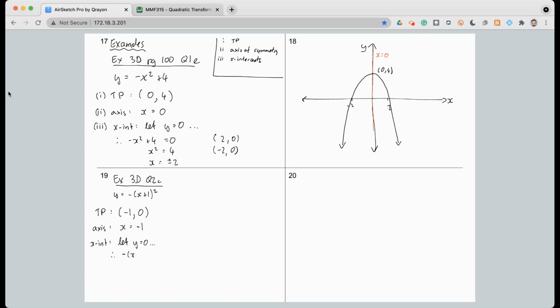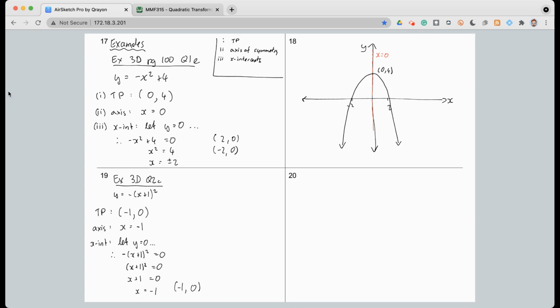Therefore, we've got -x plus 1 all squared is equal to 0. Now, that negative is irrelevant. I can multiply both sides by -1. I've got x plus 1 squared equals 0. I can square root both sides, and I've just got x plus 1 equals 0, and x equals -1. So this is an example of just one x-intercept, and that's totally legit. Remember, with the quadratic, we can have 0, 1, or 2 x-intercepts.